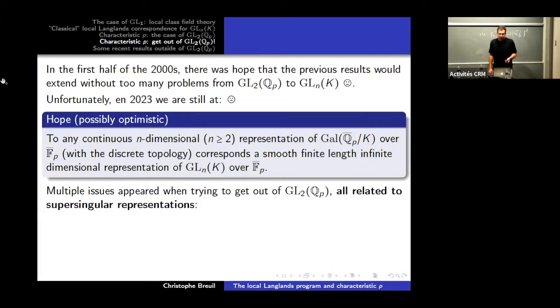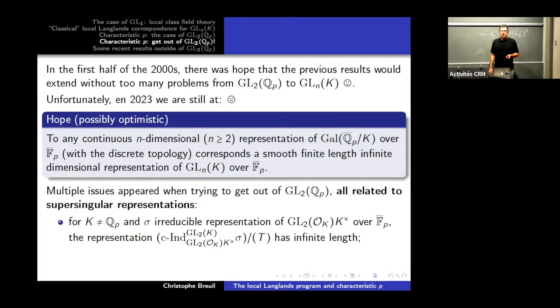Multiple issues appeared when you try to get out of GL2(Qp). The first thing is that if K is different from Qp and sigma is an irreducible representation of GL2(O_K) over F_p-bar, you can do exactly what I did previously. Take the compact induction of sigma and quotient out by the image of T. But this time it is no longer irreducible, it has infinite length. Bad news, okay? So if you're confident, you can go forward and use Zorn's lemma. Zorn's lemma tells you it has irreducible quotients. So this is abstract nonsense, okay?